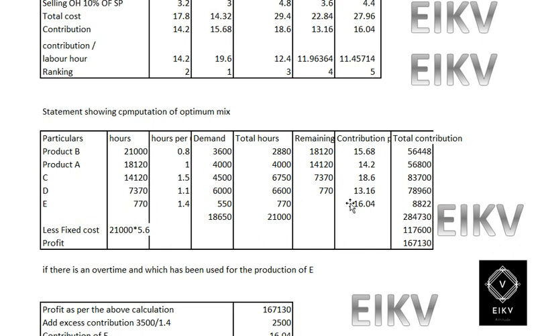After computing these things, we need to multiply by the contribution per unit. So I have made another column to write the contribution per unit of each product, and we multiply the contribution with the units of the optimum mix. We will get the total contribution, and when we subtract the fixed cost from the total contribution, we will get the profit as 1,67,130.